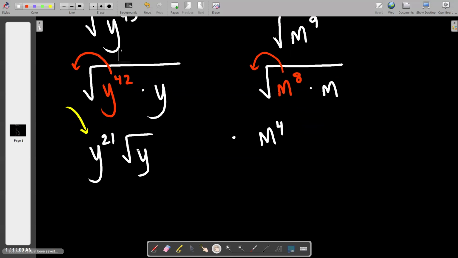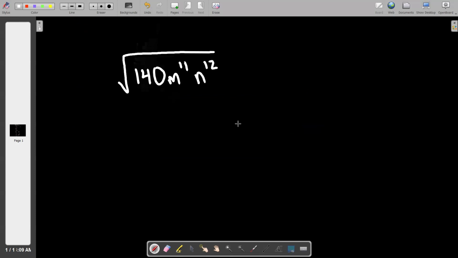Wonderful. Now let's put it all together and let's put numbers and letters inside the same square root signs. So let's do the square root of 140 m to the 11th times n to the 12th. Do you see any good guys inside the square root? Wow. I agree. The n to the 12th is a good guy, but he's the only one.